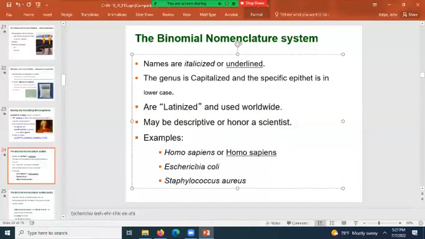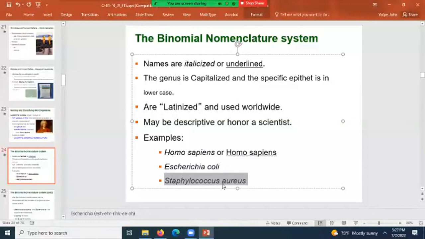Escherichia coli is both descriptive and honoring a scientist. Escherich was an early microbiologist, and Escherichia honors him. And then it's descriptive because E. coli lives in the gut, and coli means colon, meaning lower intestine, and that's where E. coli lives. Staphylococcus aureus is descriptive.